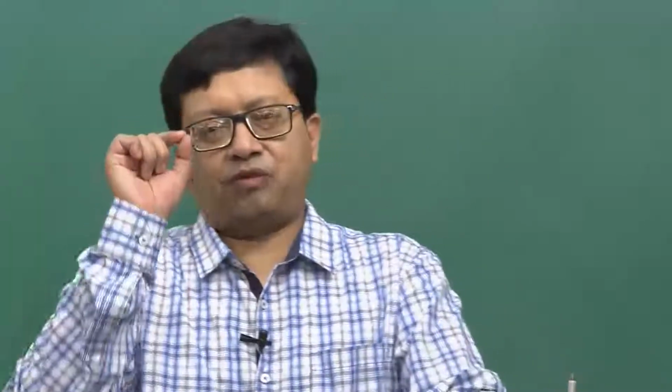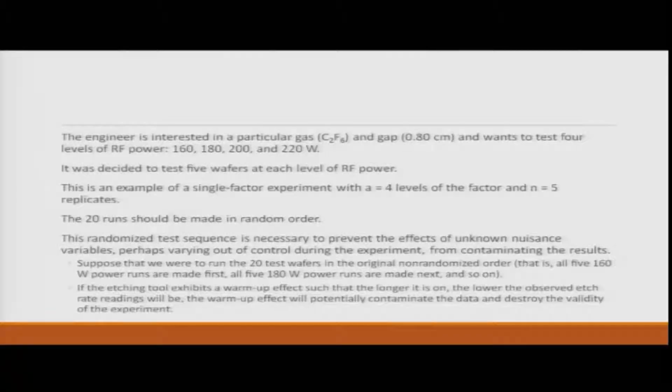So, this is an example of a single factor, that means you are keeping everything constant and only changing the power to find out the performance. So, these four different wattages times 5 wafers each, these 20 runs should be made in a random order. So, you need not do 160, 160 all at one go; it can be 160, 200, 220, 160, 180, in any sequence. This randomized test sequence is necessary to prevent the effects of unknown nuisances.